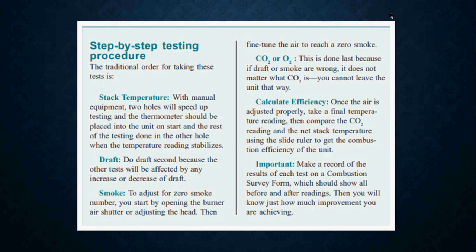Once the air is adjusted properly, you're going to take a final temperature reading and compare the CO2 reading to the net stack temperature using the slide rule to get the combustion efficiency of the unit. To get a net stack temperature reading, you are going to measure the flue pipe temperature using the thermometer. Then you are going to subtract the room temperature from that reading.